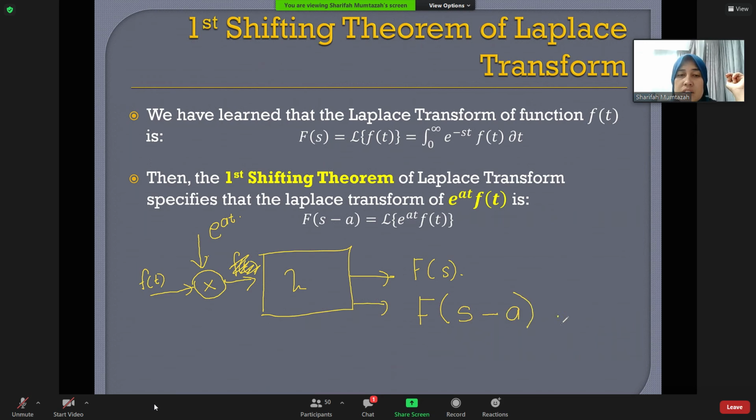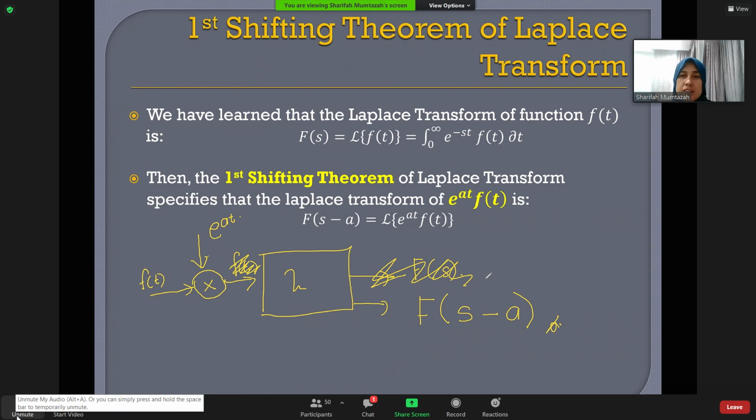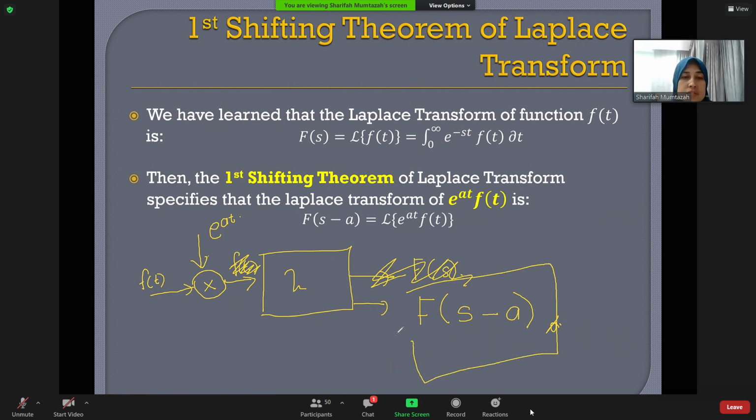Okay, you get what I'm trying to say? If your original signal is being multiplied with a kernel function e to the power of at, then your Laplace signal will be shifted. Okay, F(s minus a). So write this down. So in other words, F(s minus a) is the Laplace transform of e^(at) multiplied with f(t).